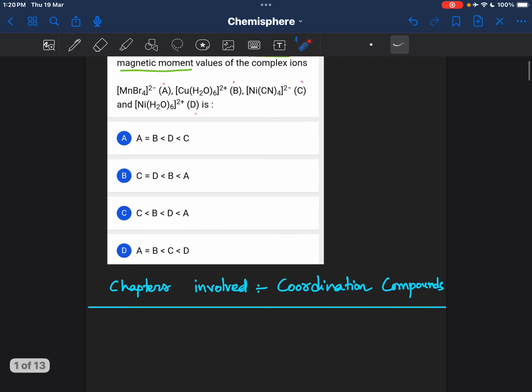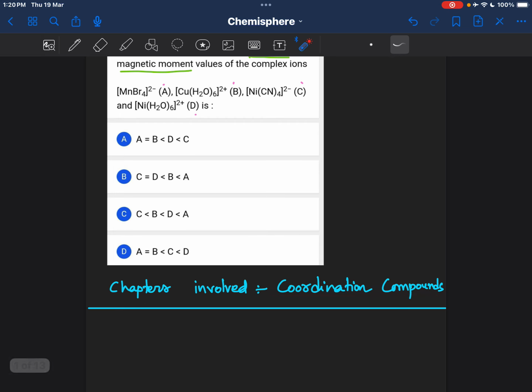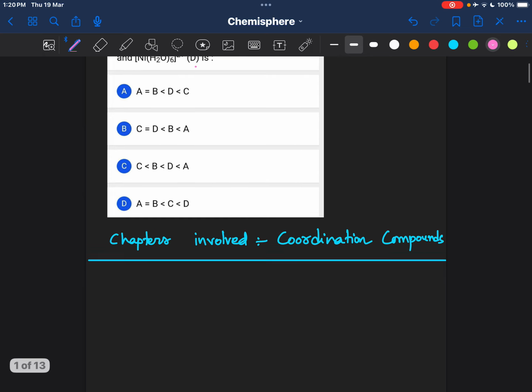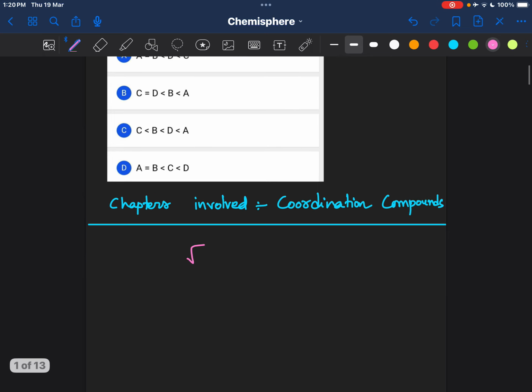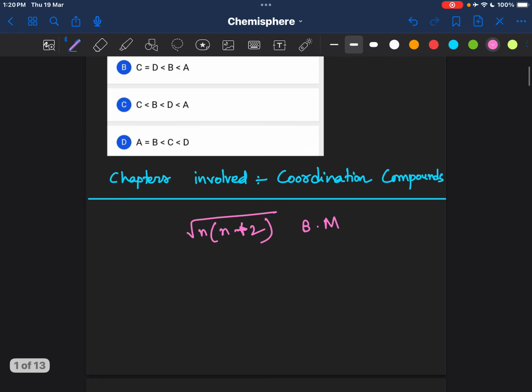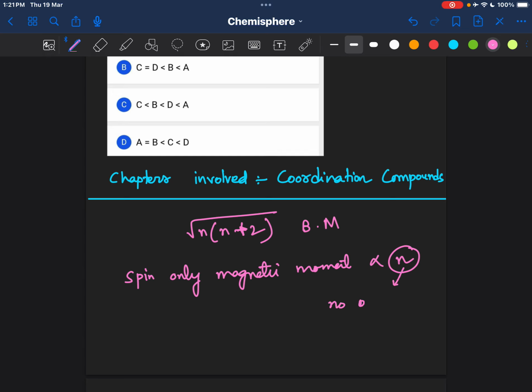Okay. So the chapter involved is coordination compounds, and before we start, we should know that spin-only magnetic moment is calculated by the formula root of n(n+2) BM, where BM is Bohr magneton. And so you can see here that spin-only magnetic moment is directly proportional to n. So more is the number of n, more is the value of spin-only magnetic moment. And what is n? n is the number of unpaired electrons.